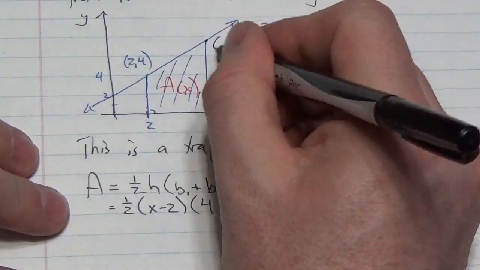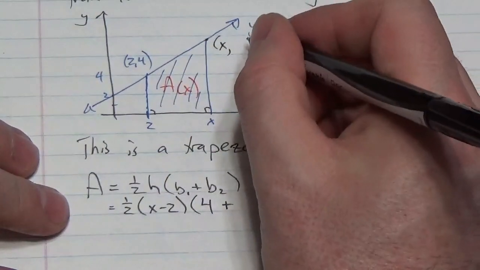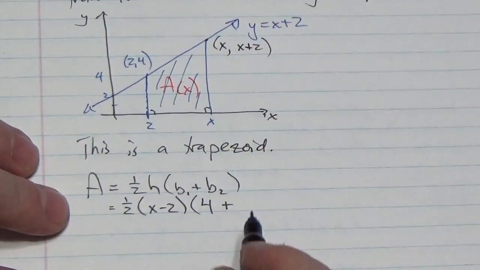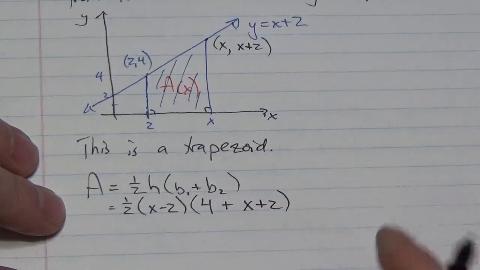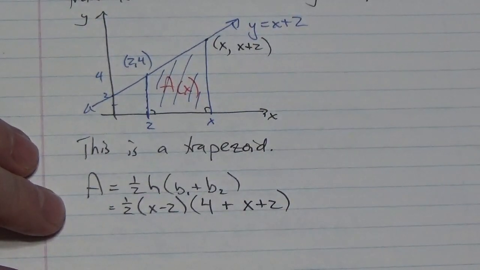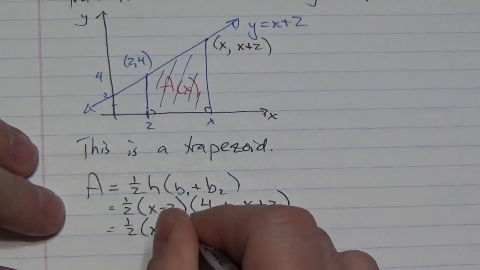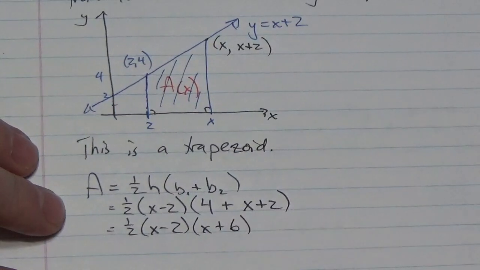In fact, the best I can do is simply say that the coordinates of that point there are going to be (x, x plus 2), the value of the function. So the best I can do right here with this base is simply write x plus 2. So now, this is going to be 1/2 times (x minus 2) multiplied by, well, (x plus 6).